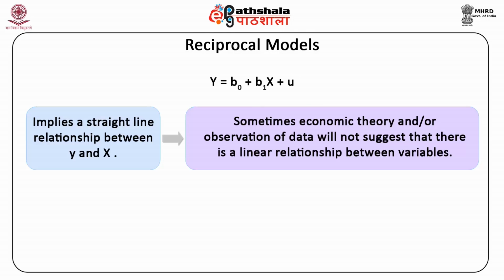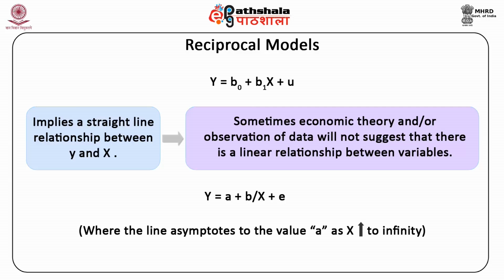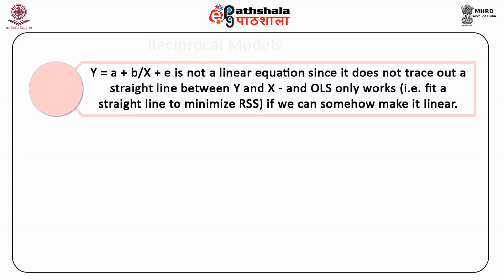One way to model a non-linear relationship is the equation y = a + β/x + e, where the line asymptotes to the value a as x increases to infinity. However, y = a + b/x + e is not a linear equation, since it does not trace out a straight line between y and x. And OLS only works, which means it fits a straight line to minimize RSS or residual sum of the squares, if we can somehow make it linear.